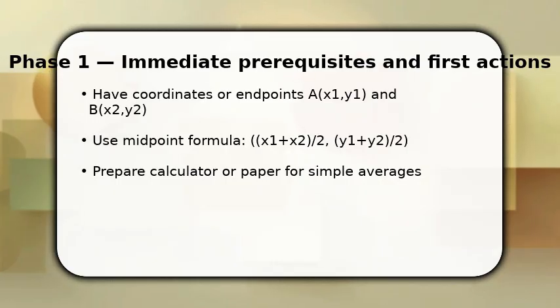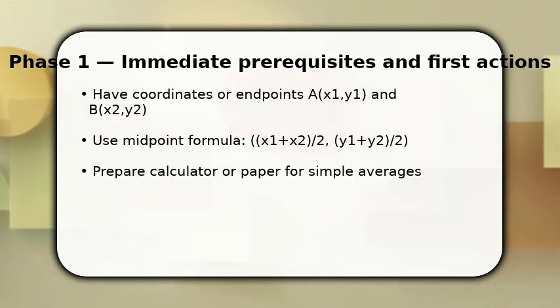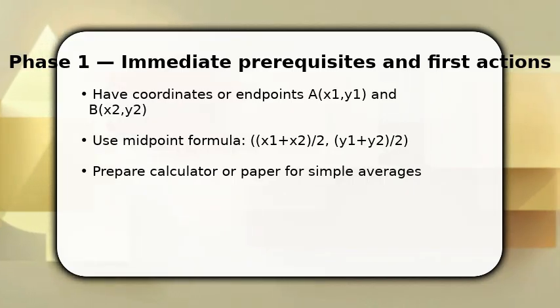Start now by labeling them A and B with coordinates x1, y1, and x2, y2. First, add the x values together, then add the y values. Once done, divide each sum by 2 to get the average. This is the midpoint's x and y. Make sure to keep sign and decimal accuracy.